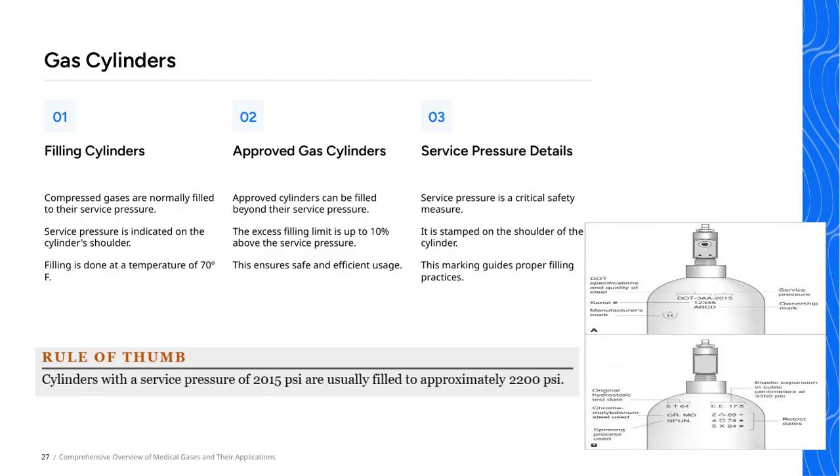It's also important to remember that compressed gases are typically filled to their designated service pressure, which is clearly indicated on the shoulder of the cylinder. And just to keep everything consistent and safe, the filling process is usually done at a standard temperature of 70 degrees Fahrenheit. All of these details, from the markings to the filling practices, are crucial for maintaining safety and proper function of the cylinders in medical applications.